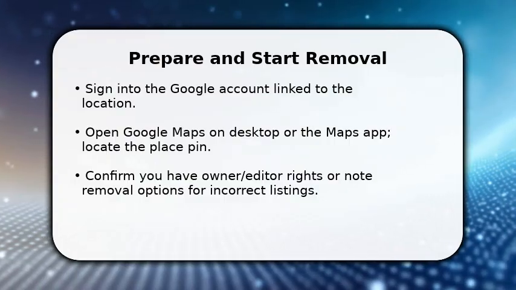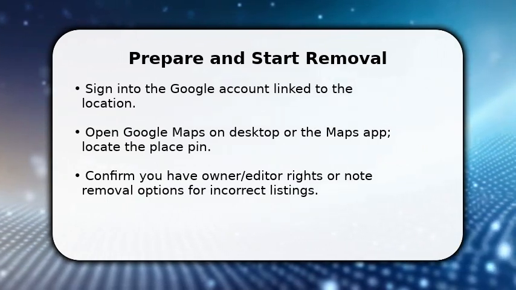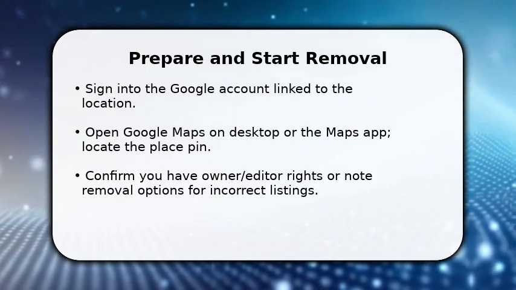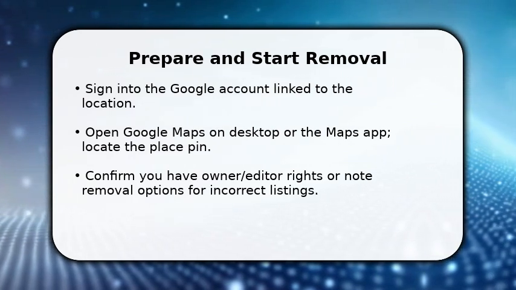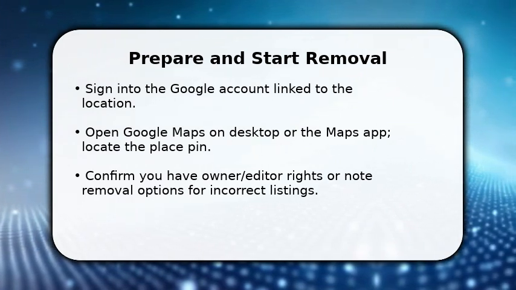You start by signing into the Google account that manages the place. This gives you the fastest path to removal. Once signed in, open Google Maps and find the exact pin, zoom in to ensure accuracy. If you see an option labeled Edit or Suggest an Edit, tap it. That's your first actionable step.